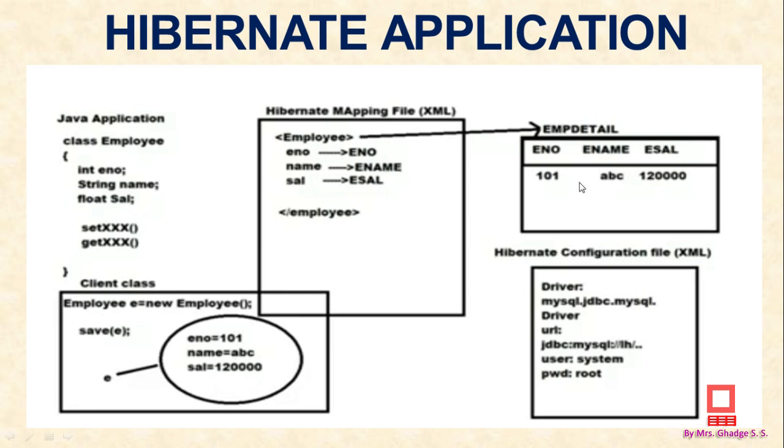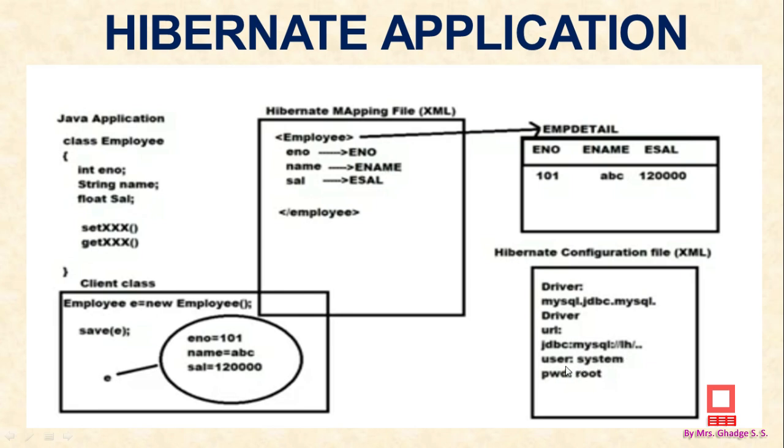Also we need one more file, that is the Hibernate configuration file. This file is again an XML file. In this Hibernate configuration file we need to write some details of the database that we are going to use in our application. For example, we need to write the driver. If we are using a MySQL database, then the driver is com.mysql.jdbc.Driver. Then the URL for that driver is jdbc:mysql://localhost:3306. 3306 is the port number, and after that slash and the database name. We need to write the database name that we have already created in MySQL.